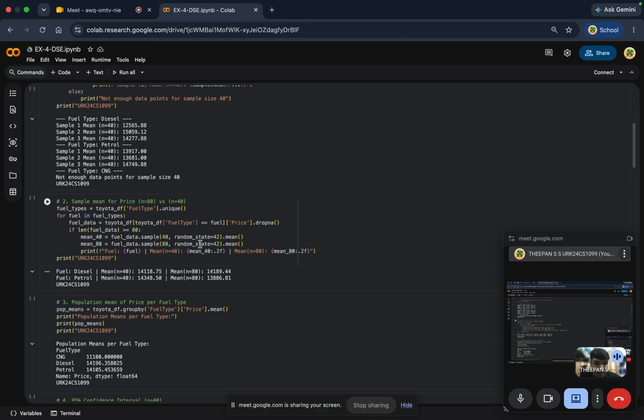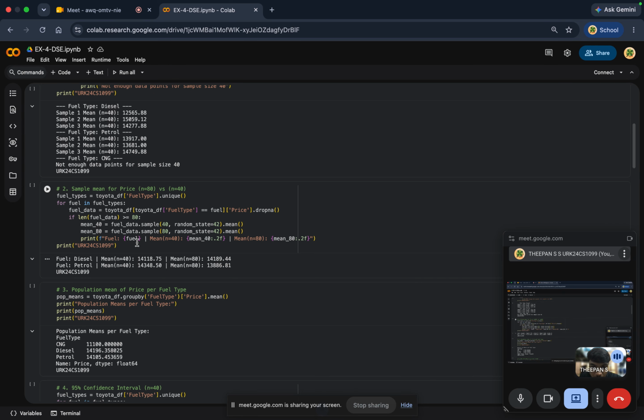How the code works is that it draws a smaller sample n. We can see here it draws a smaller sample n, and the larger sample is 80, from the same fuel category, and compares their means. As the size increases from 40 to 80, the standard error decreases, making the sample mean with n equal to 80 a closer and more stable estimation of the true population mean.